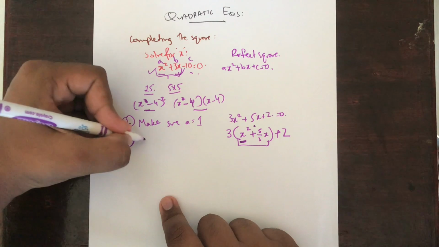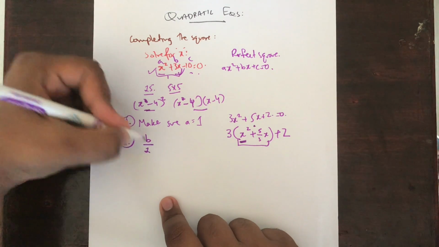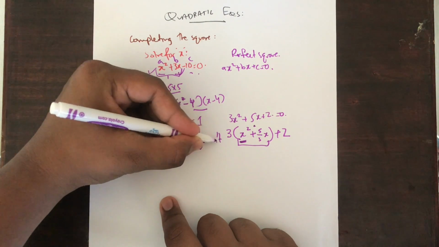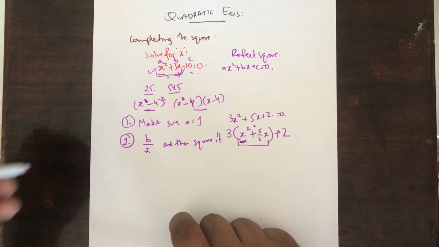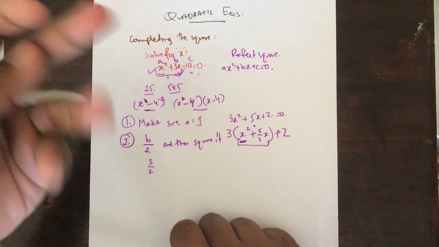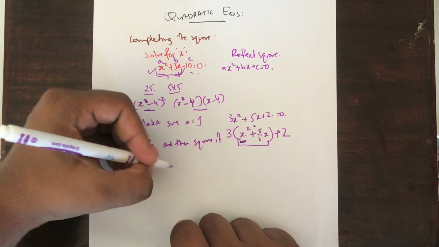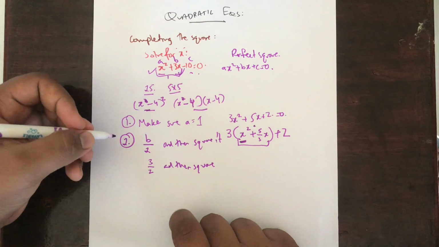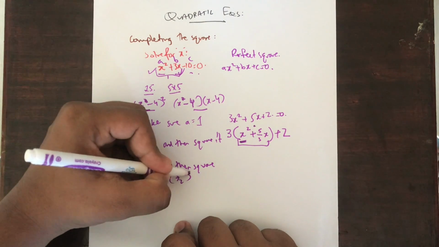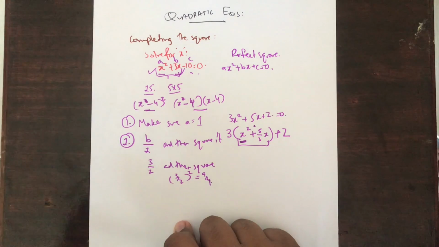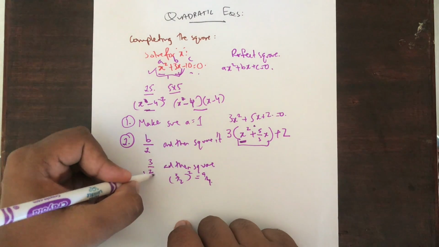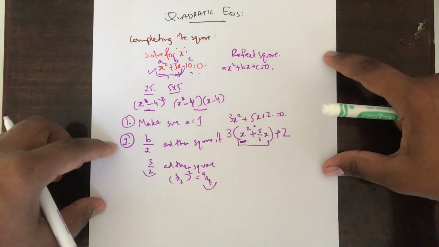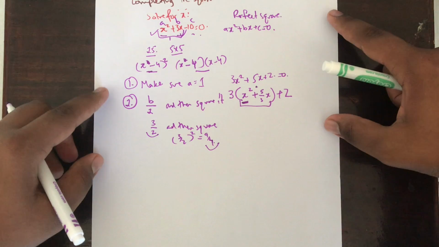The second step will be to divide b by 2 and then square it. So what do I mean by this? The value of b is 3. 3 divided by 2 is just 3 over 2 or 1.5, and then you square it. 3 over 2, the whole thing squared, gives you 9 over 4. So you need to make sure you have these two things. You divide b by 2 and you square it. The reason you do this is to make sure you get a perfect square. Therefore you complete the square.